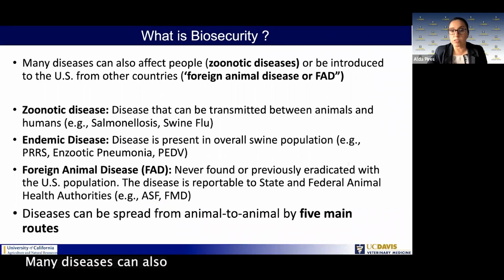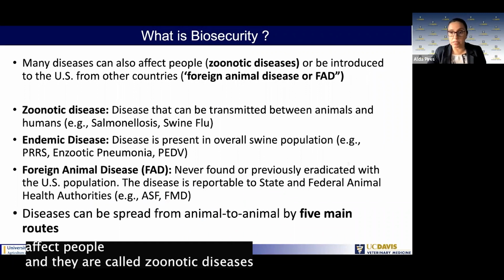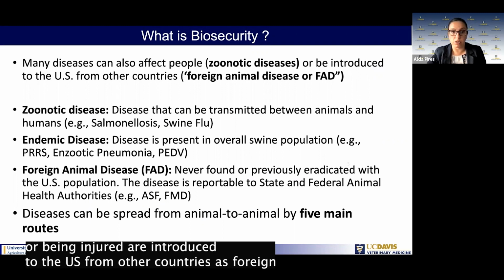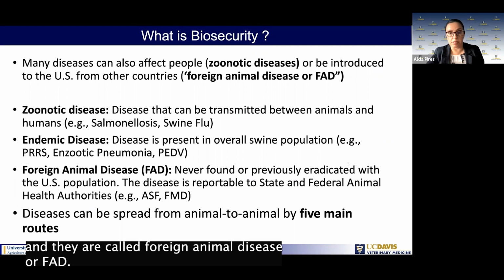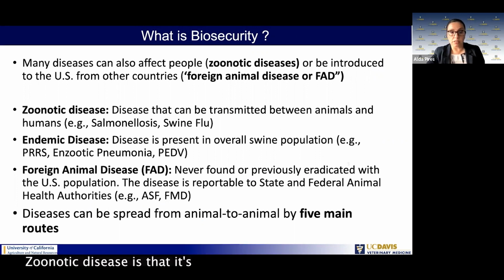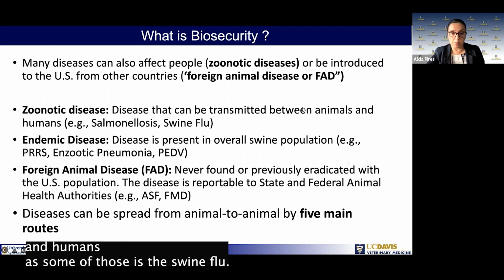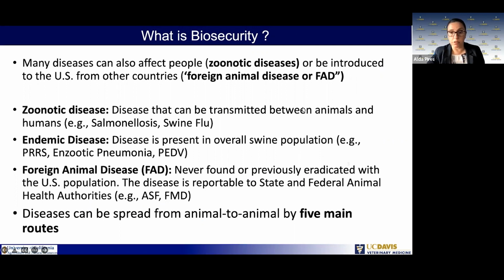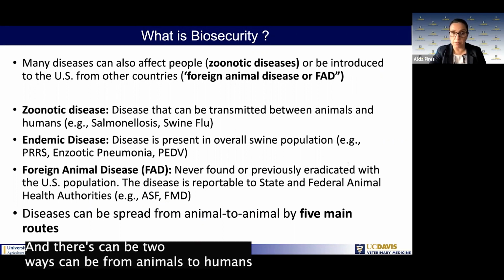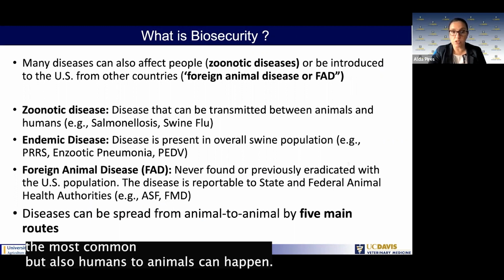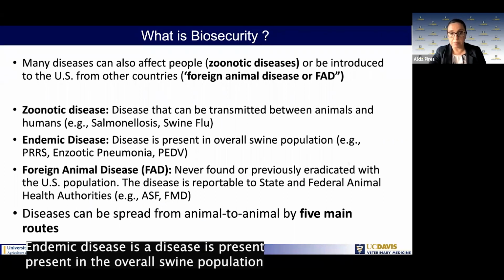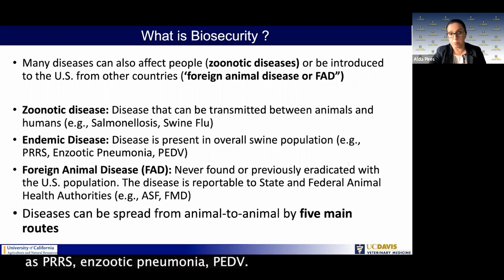Many diseases can also affect people, and they are called zoonotic diseases. Diseases introduced to the US from other countries are foreign, and they are called foreign animal diseases or FAD. A zoonotic disease can be transmitted between animals and humans, such as salmonellosis and swine flu. It can go from animals to humans, which is the most common, but humans to animals can also happen. An endemic disease is a disease present in the overall swine population, such as enzootic pneumonia.